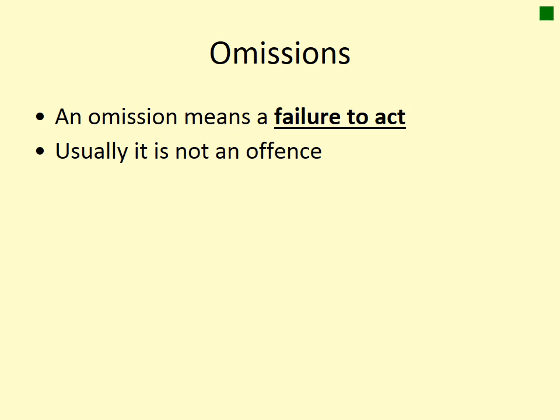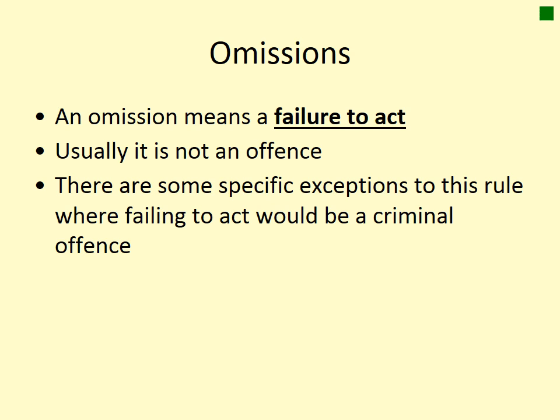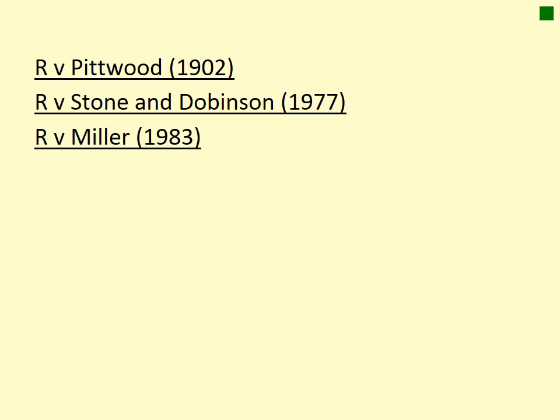Usually, an omission is not the basis of a criminal offence. There are, however, some specific exceptions to this rule where failing to act would be a criminal offence. We're going to look at 3 of these particular omissions categories, as they're quite often referred to, and a different category can be seen in each of the following cases: R v Pitwood, R v Stone and Dobinson, and R v Miller. There are other exceptions, but we're going to focus on 3.